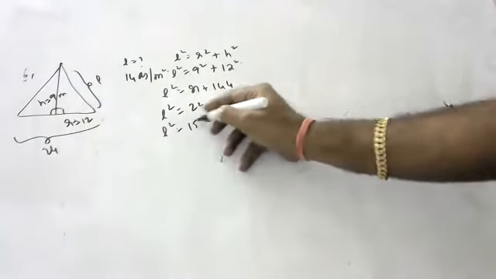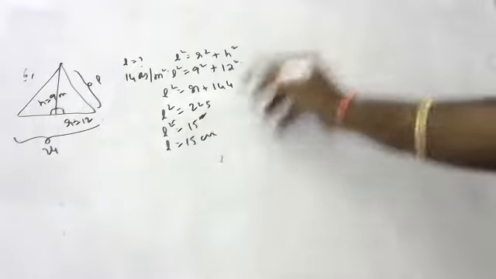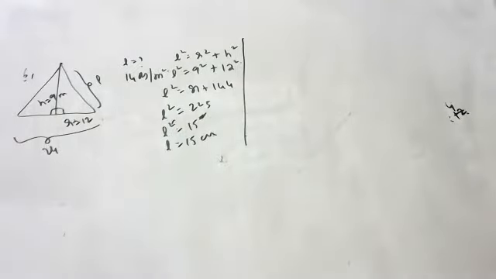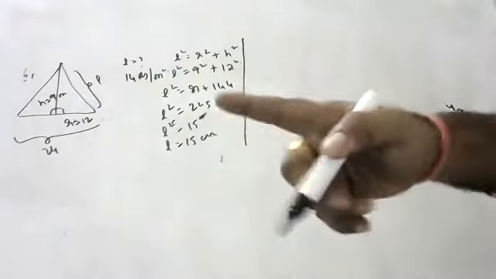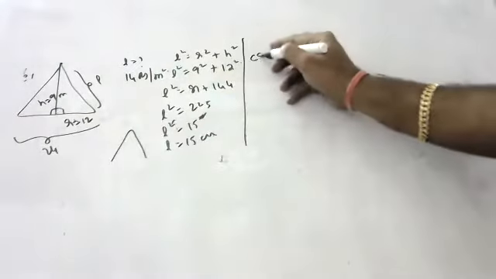225, L square is equal to 15 square, L is equal to 15 centimeters. No. The tent is CSA. Am I correct? Tent is CSA. What is CSA of cone?